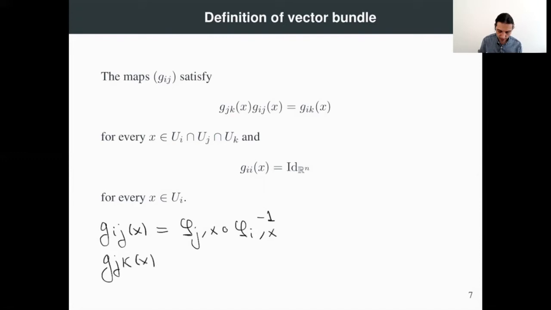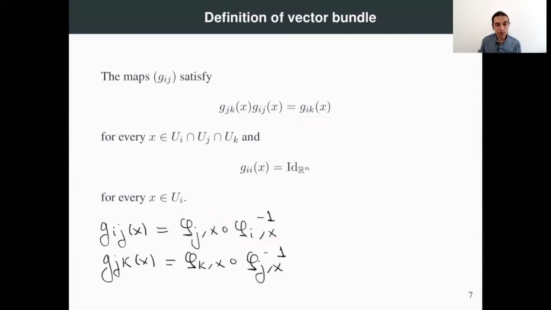Gjk in x is the composition of the inverse of phi jx with phi kx. And when you consider the composition of those two, the composition of this one with this one is just going to be the identity, and we are going to obtain the composition of phi ix inverse with phi kx, which is the definition of Gik.